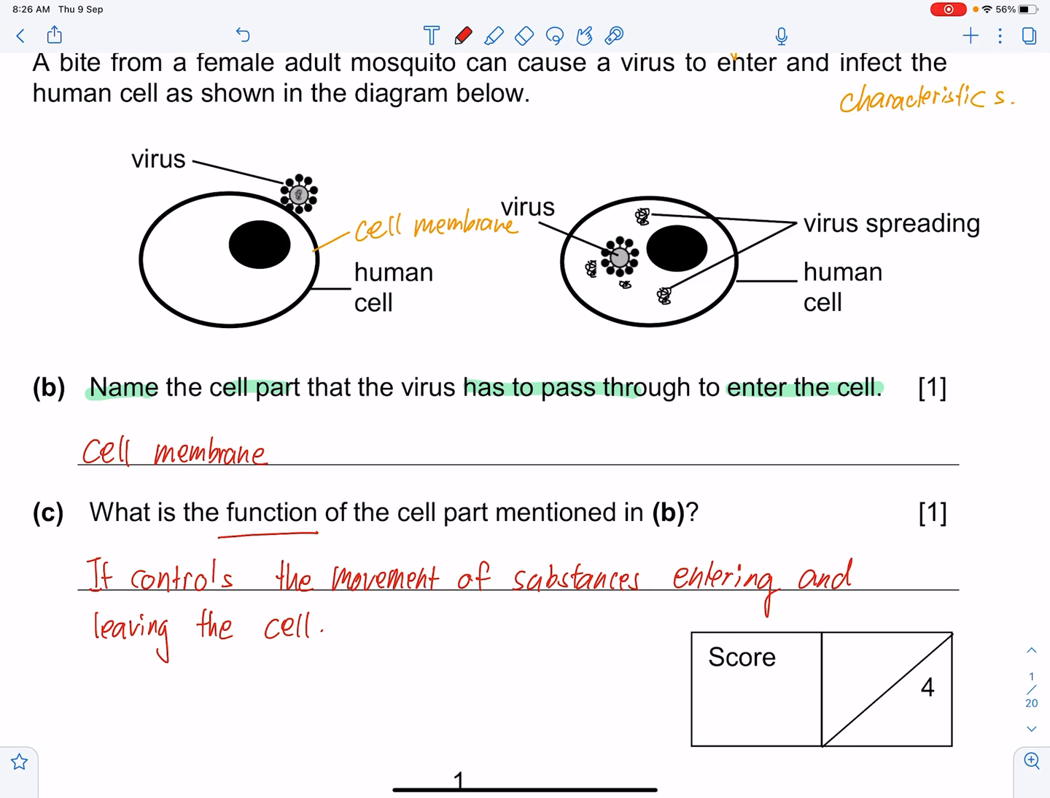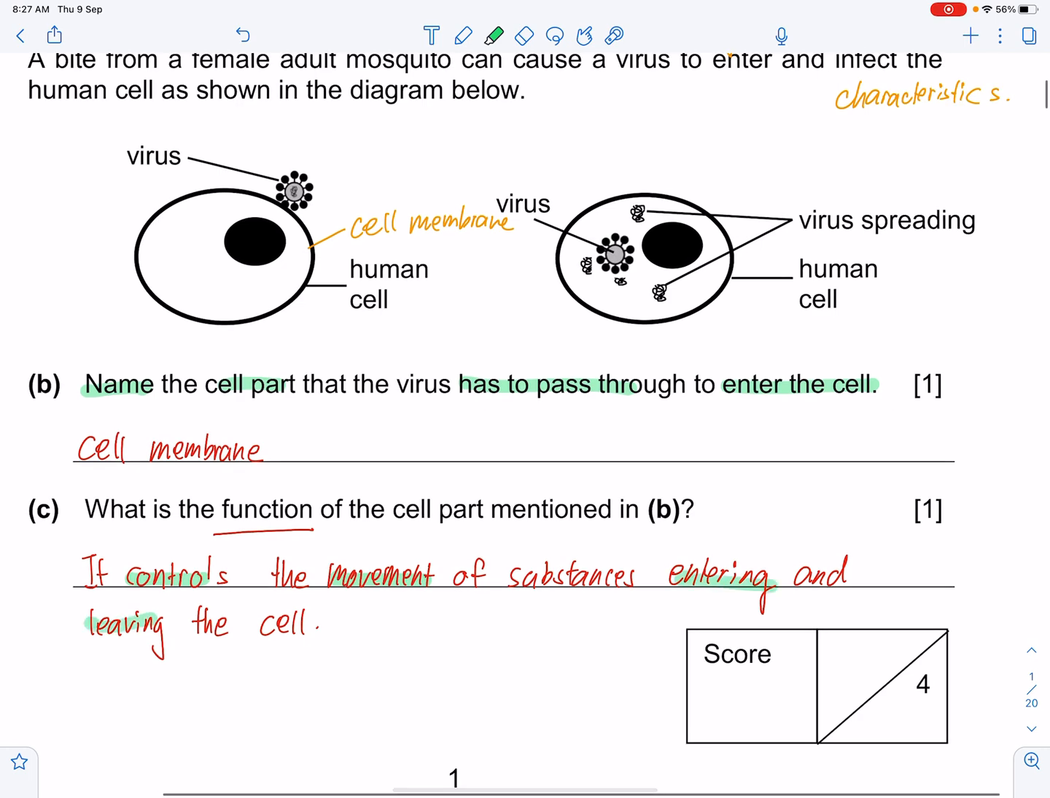Alright? So be very careful of these keywords. Moving on.